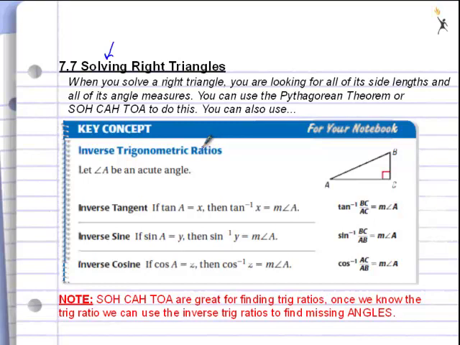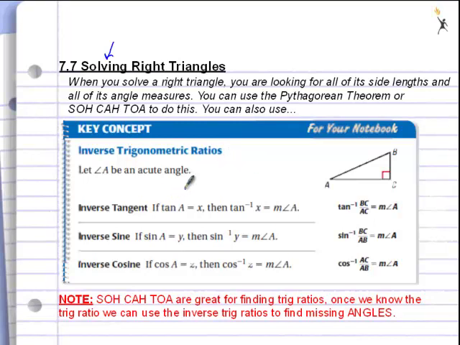In the last two sections, we dealt with sine, cosine, and tangent, helping you set up ratios that showed how an angle related to its sides. If you look at sine, it was the relationship between the opposite side and the hypotenuse. If you look at cosine, you had the adjacent and hypotenuse. Now, when you deal with the inverse trig ratios, you are looking for the angles.